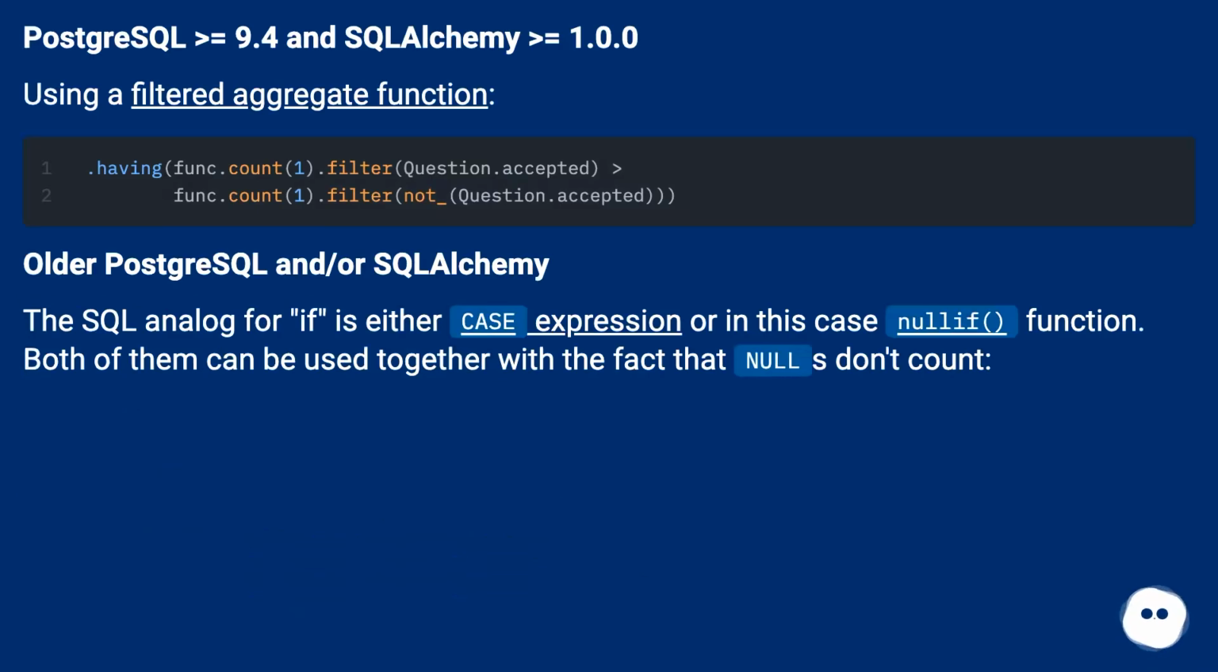PostgreSQL greater than or equal to 9.4 and SQLAlchemy greater than or equal to 1.0.0: using a filtered aggregate function. Older PostgreSQL and/or SQLAlchemy: the SQL analog for if is either the case expression or, in this case, the nullif function. Both of them can be used together with the fact that nulls don't count.